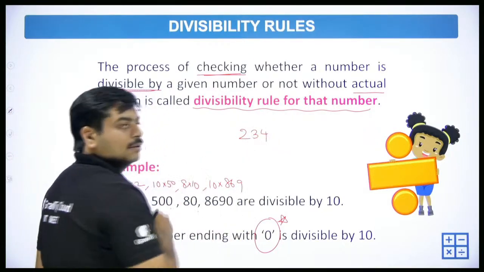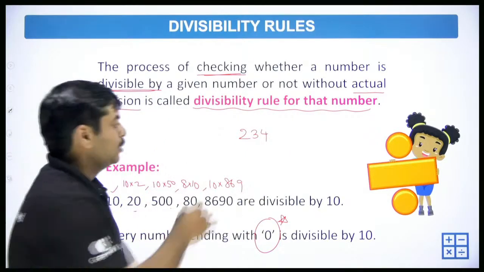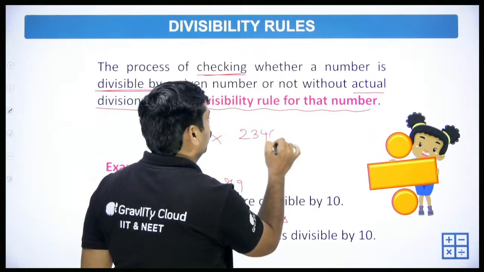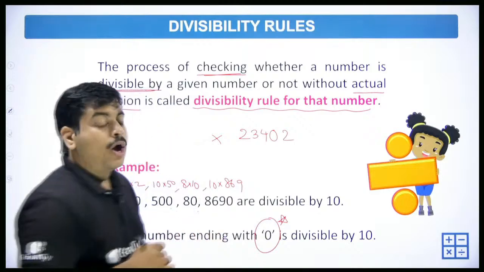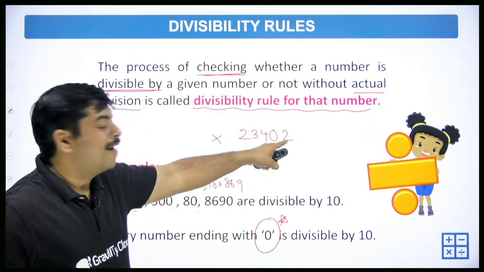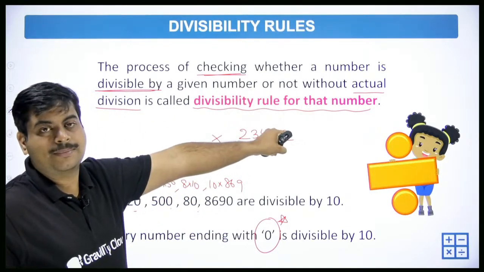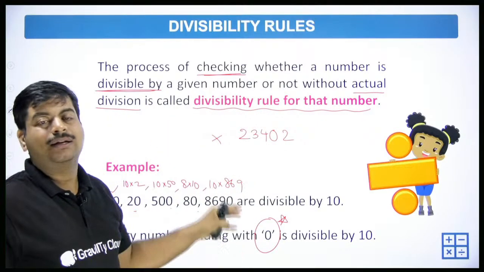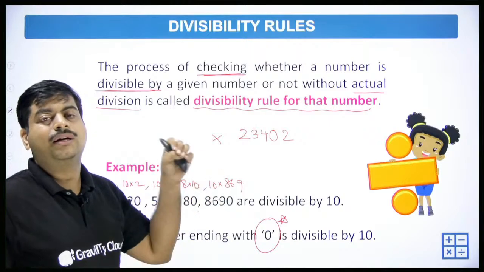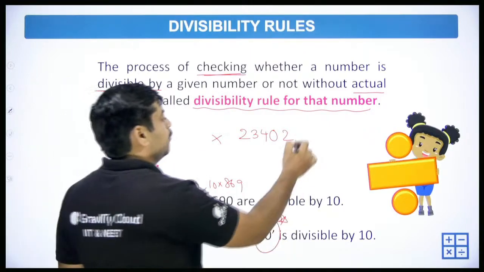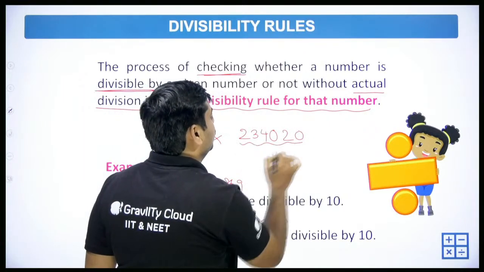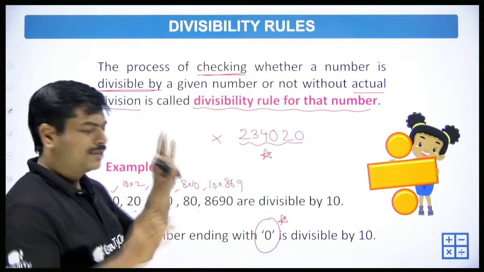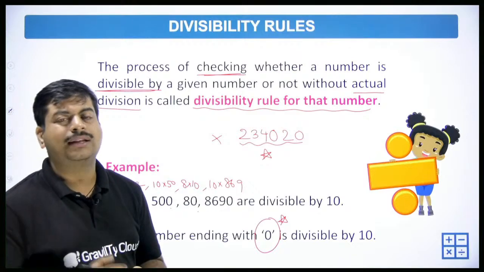234, is it divisible by 10? No. Why? It is not divisible because there is no 0 at the end. But what about this number 23402? Although we have a 0, we don't have it at the end, at the units digit. The number should end with 0 at the units place. So now what about this one? Yes, this complete number is divisible by 10. Okay. For 10 it's very simple. But let us also see the other divisibility rules.